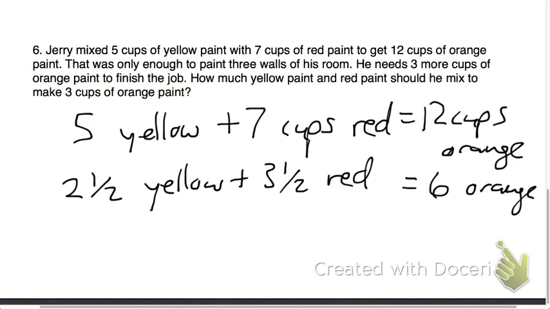And then if you just half that again, you'll find out how much to make 3 cups of orange paint, which is exactly what you want. So let's half this again. A half of 2 is 1, and a half of a half is 1/4. Yellow.